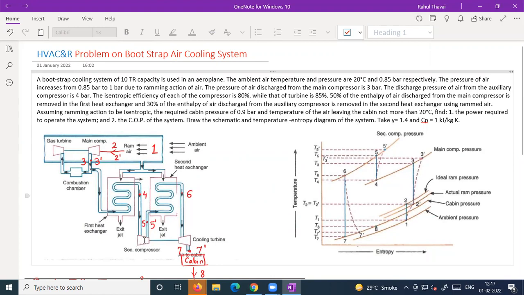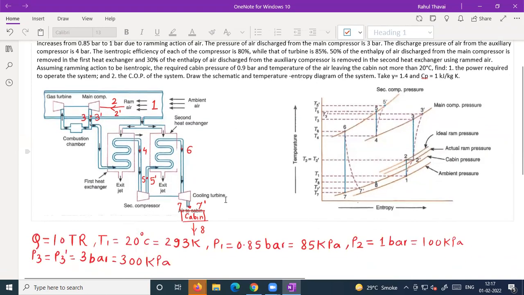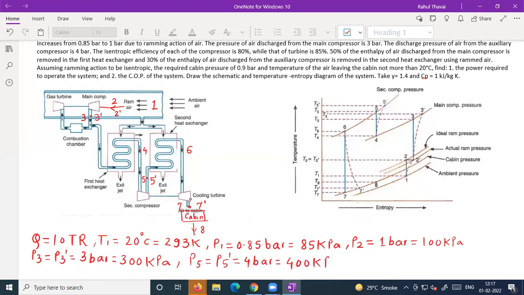So at the exit of the secondary compressor, that is at point number 5. When you talk about 5 dash, they are on the same pressure line. So what pressure should we have? Pressure should be equal to 4 bar. So I'll just write down here: pressure at point number 5 is the same as pressure at point number 5 dash, and that is equal to 4 bar. And 4 bar is nothing but 400 kilopascal.